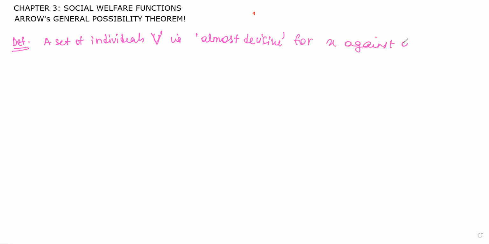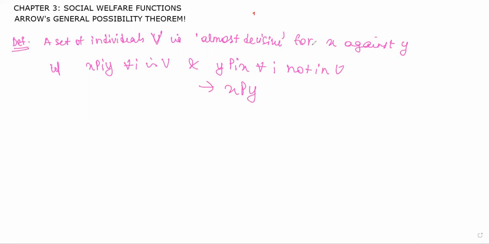So the definition which we use to prove this: a set of individuals, V, is almost decisive for social state X against Y if X P_i Y for all i in V and Y P_i X for all i not in V implies X P Y. So if all the individuals in set V prefer X to Y, and everybody else prefers Y to X, then society prefers X to Y. That is called almost decisiveness.